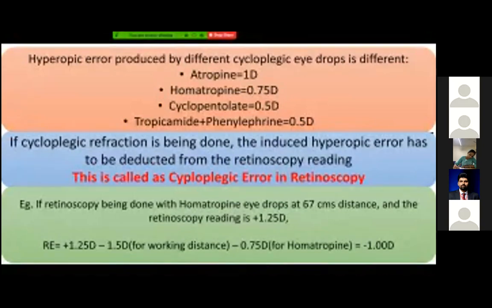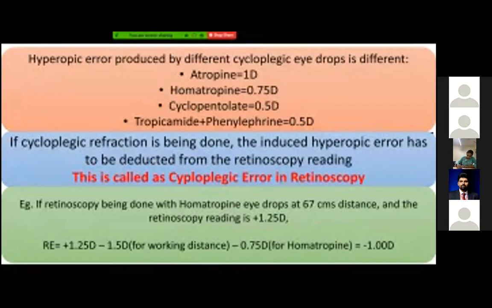So the refractive error is 1.25 minus the working distance error, which is 1.5 diopters since it's done at 67 centimeters, minus 0.75 diopters for home atropine. So the actual refractive error in this case is minus 1 diopter. And this sort of retinoscopy with cycloplegia is called wet retinoscopy.